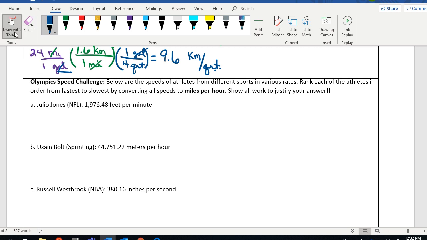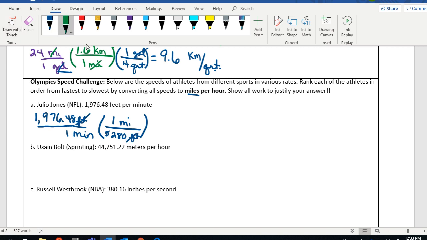All right, we've got 1,976.48 feet per minute, and that's per 1 minute. All right, and we've got to change it to miles per hour. So the first thing I'm going to do is get to the miles. So I would put 1 foot down here, but guys, I know that 1 mile is 5,280 feet. Okay, so that's my first unit. The feet are going to cancel.